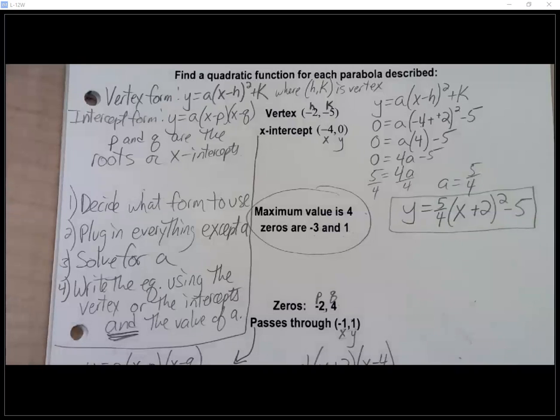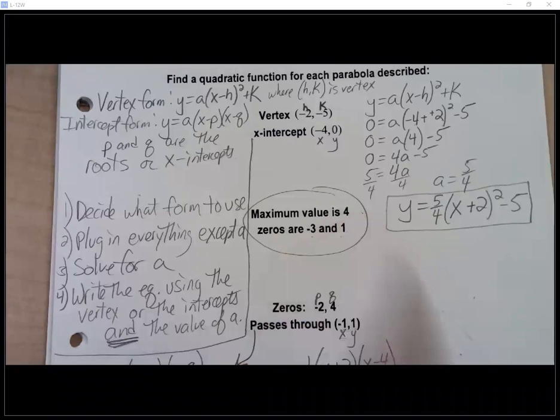Go ahead, Sandra. Yes. So wouldn't that be -1? Right? Because doesn't my vertex have to happen halfway in between my zeros? So they've given me the y coordinate. They just didn't give me the x. So it's not that hard to find. I just would have to go through that one extra step.